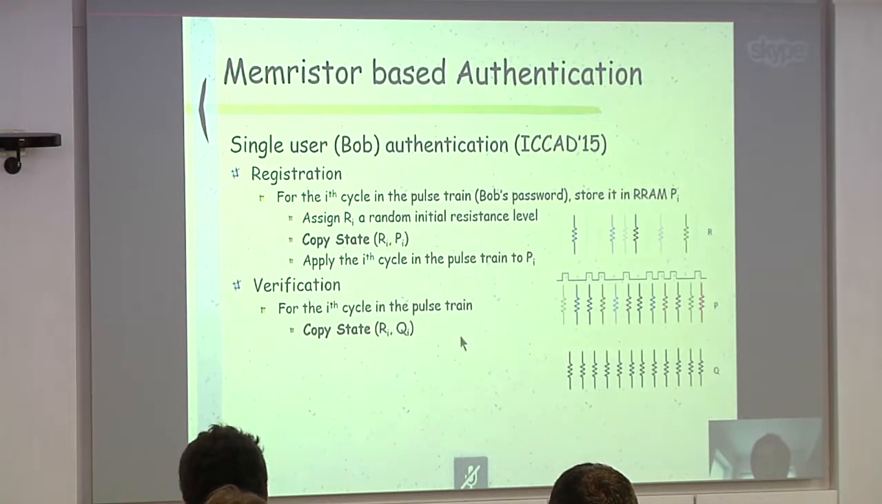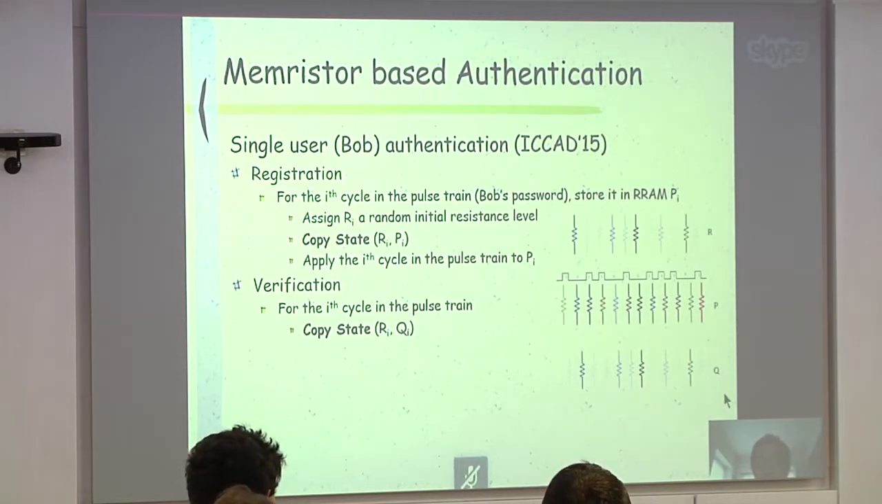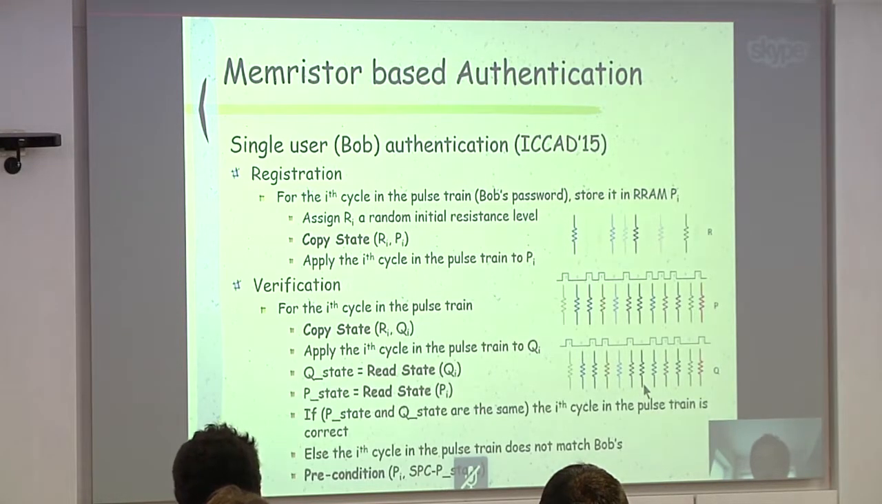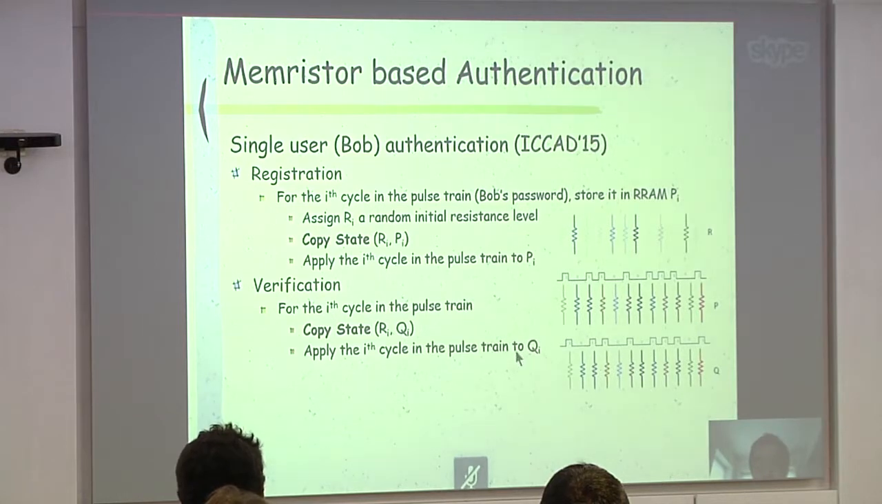At real time, we start from the memristor sequence here, which are all initialized to the same initial state. Now we apply what I received from Bob to this sequence of memristors. When we apply this pulse train, which is supposed to be the same, it looks like the password of Bob.